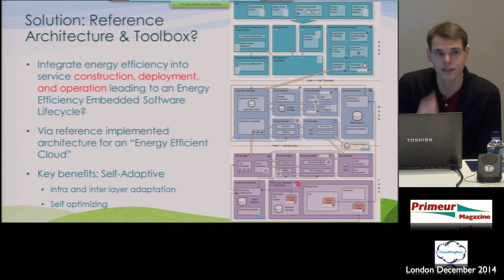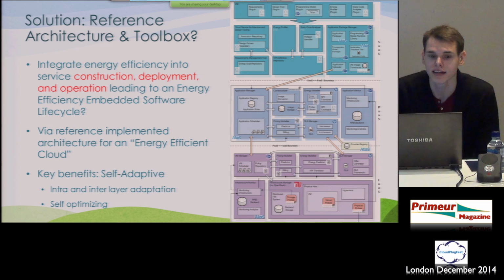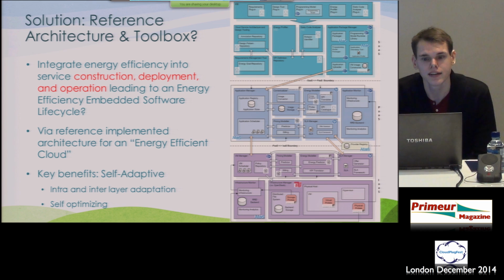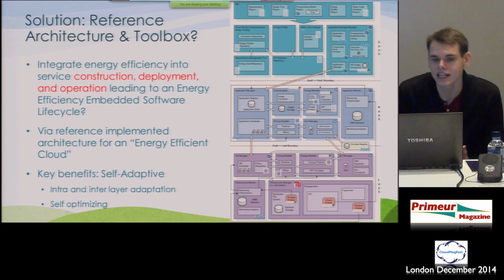So the solution that the ASCETiC project has come up with in the first year of the project is a reference architecture that you can see on the right-hand side that comprises a number of tools that a developer or a platform, an infrastructure provider can use to gain an understanding of the energy consumption of their specific services. So the idea here is that we want to integrate energy efficiency into the service construction, development and operation, leading to what we hope is an energy efficient embedded software lifecycle. And we are achieving this by implementing the tools within our architecture.